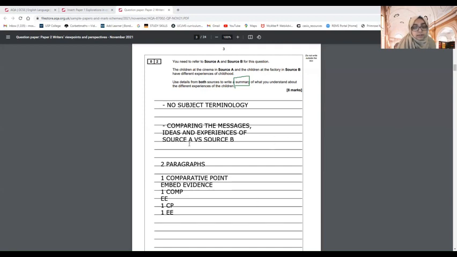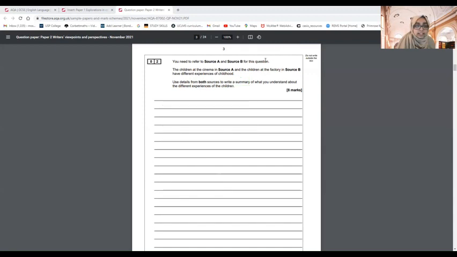Okay, so I did the embedded quotes as well to show you where you need to embed your quotes. But a top tip I have for this is have a look at the mark scheme and look at the examples given for the different bands. Okay, so now let's move on to section 3.